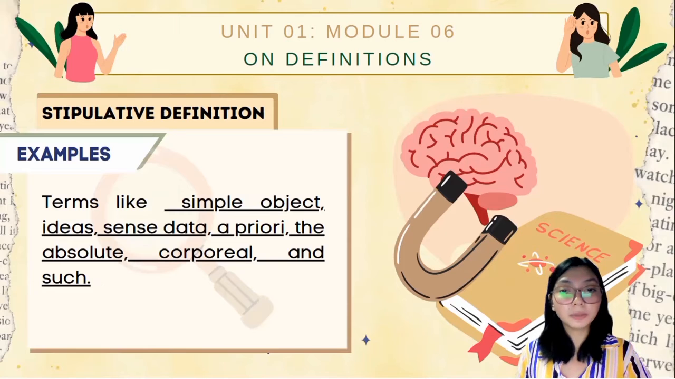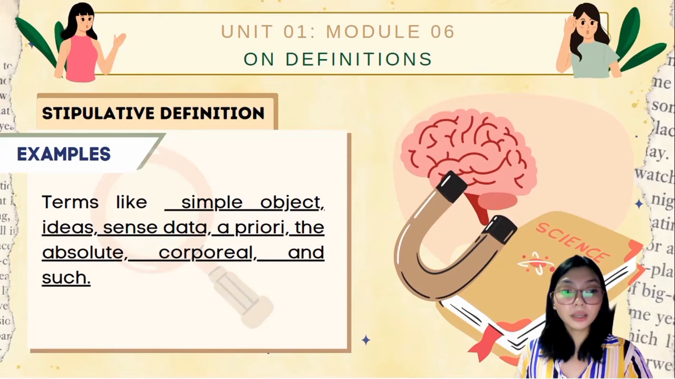So to visualize what I'm saying, we can think that there are many various technical terms in philosophy which are introduced in this type of definition. For instance, terms such as simple object, ideas, sense data, a priori, the absolute, corporeal, and the likes. These said terms are metaphysical terms that can only be understood if and only if one investigates its context by playing the language game played by the specific philosopher.